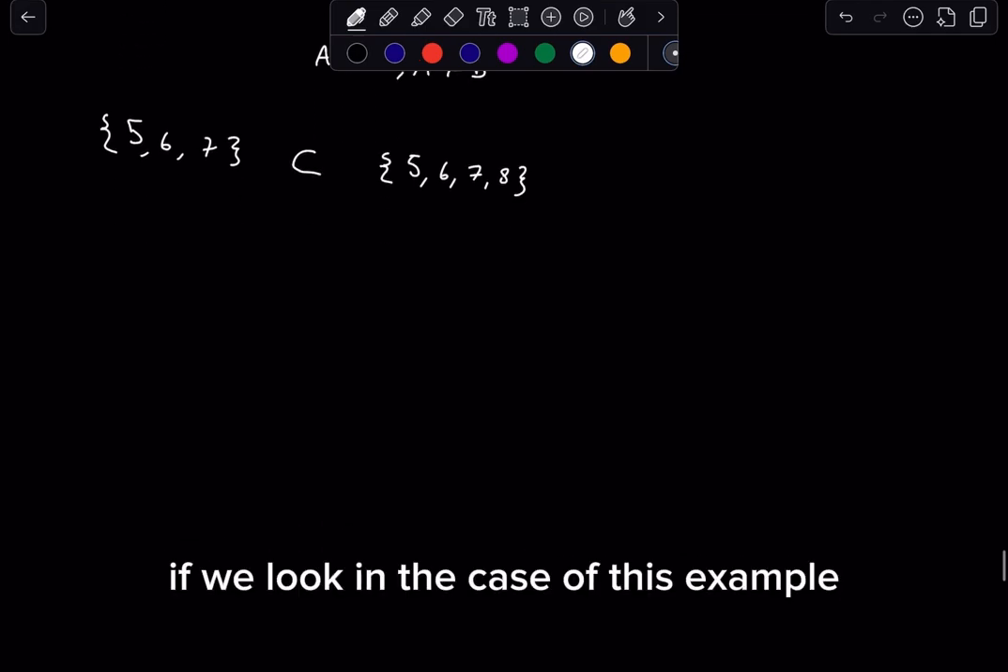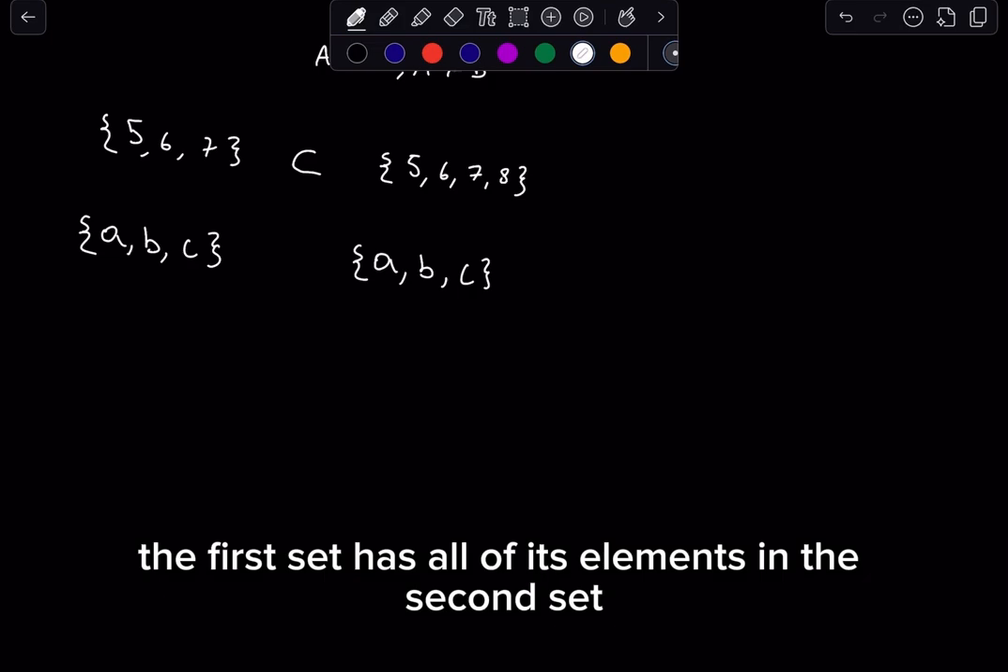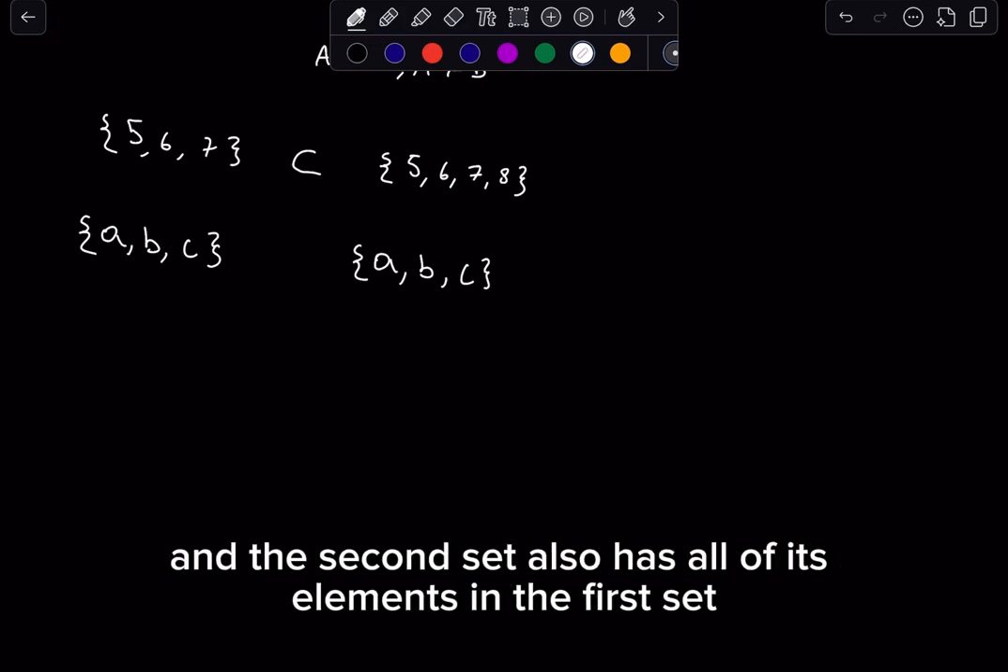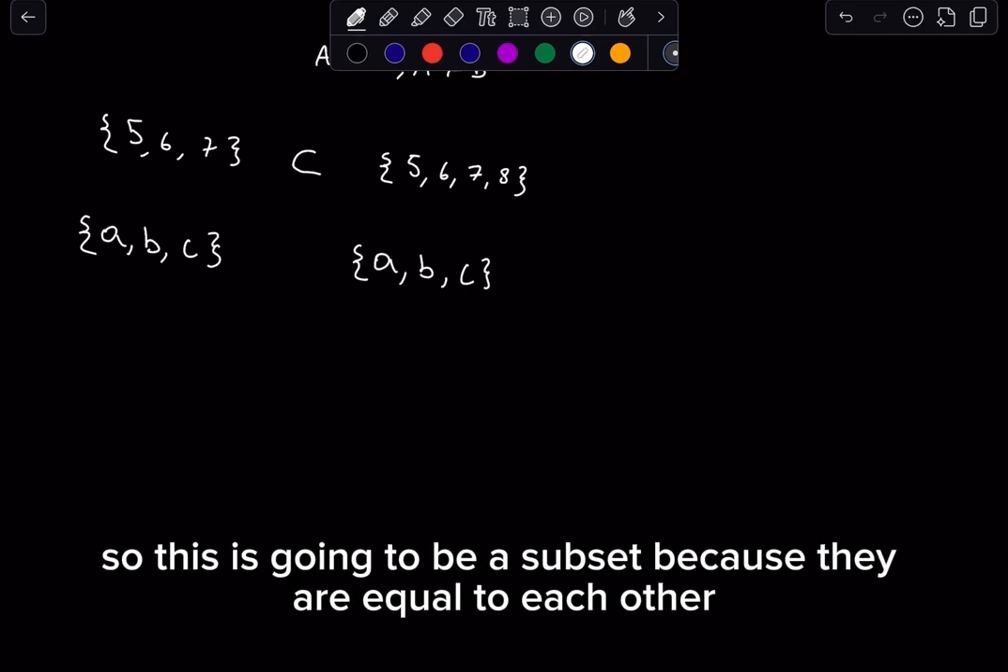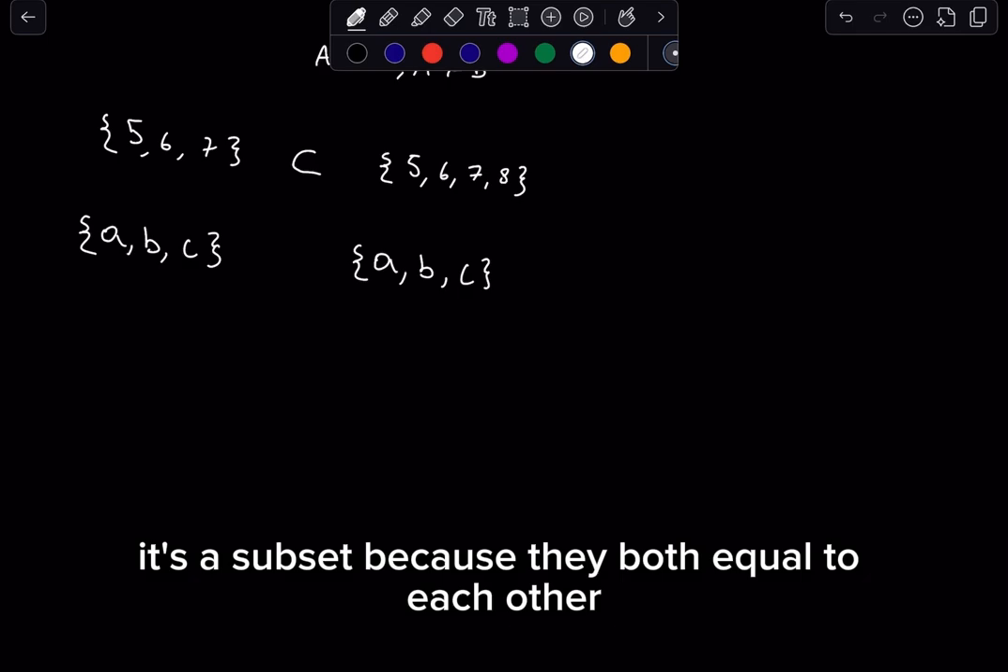If we look at the case of this example, the first set has all of its elements in the second set, and the second set also has all of its elements in the first set. So this is going to be a subset because they are equal to each other. It's not a proper subset because the sets are equal to each other.